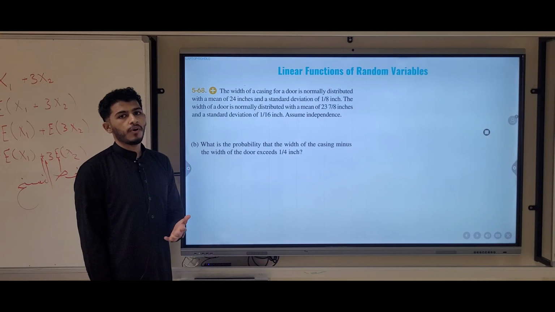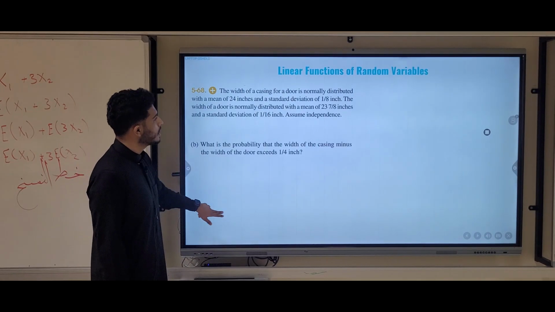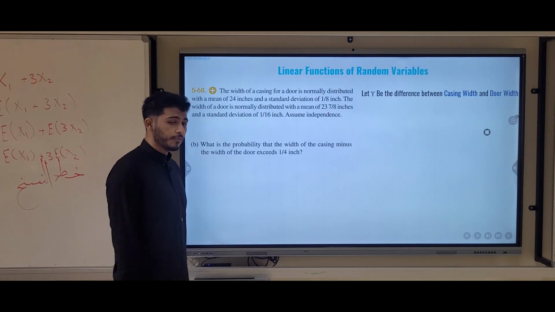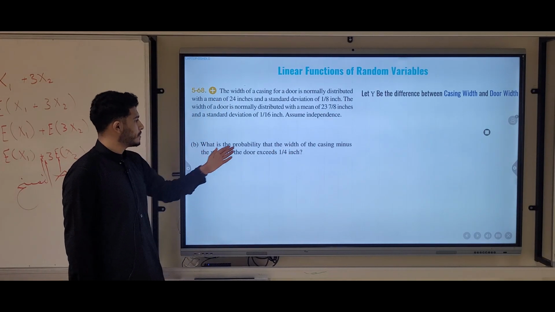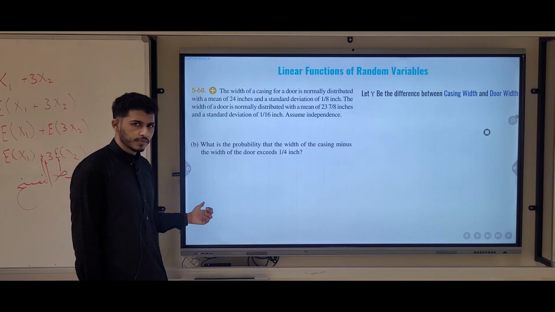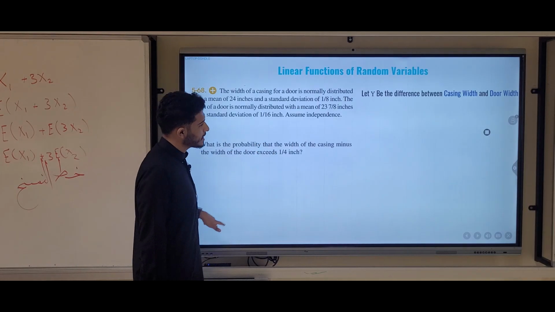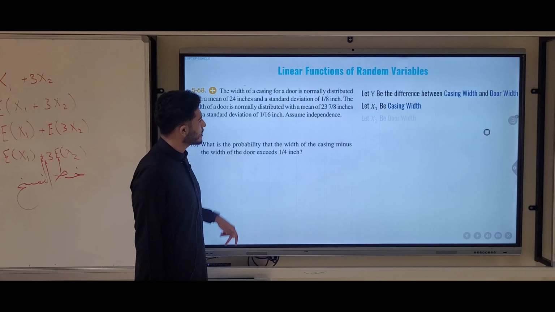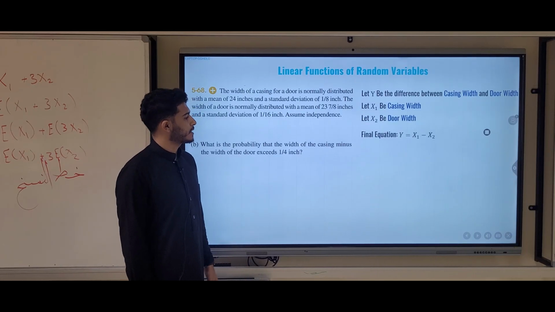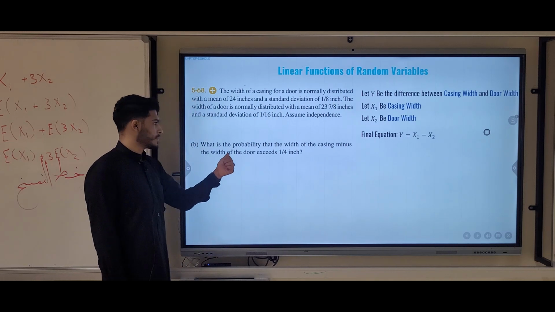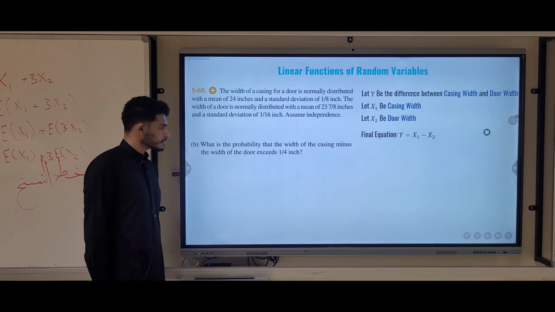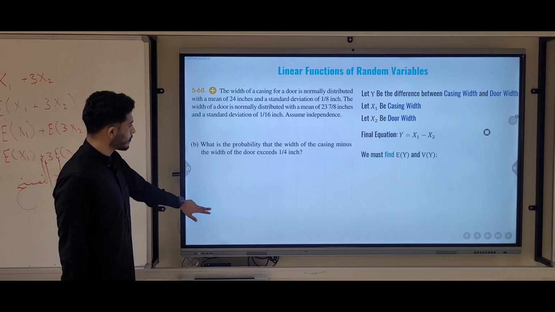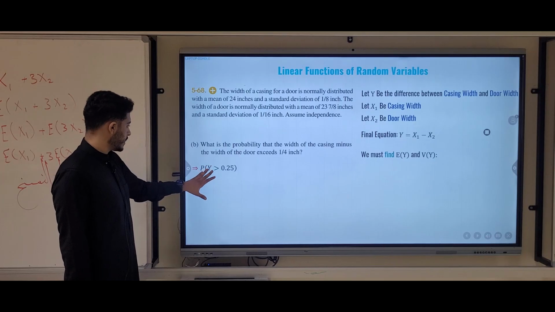So let me define my random variables. My random variable capital Y is the difference of these two, the width of the casing minus the width of the door, and capital X1 is the casing width, and capital X2 is the door width. And I know the equation that I need to write is the one where one is subtracted from the other. We know the door is subtracted from the casing because it's written here. And with this, I can write the probability expression here.